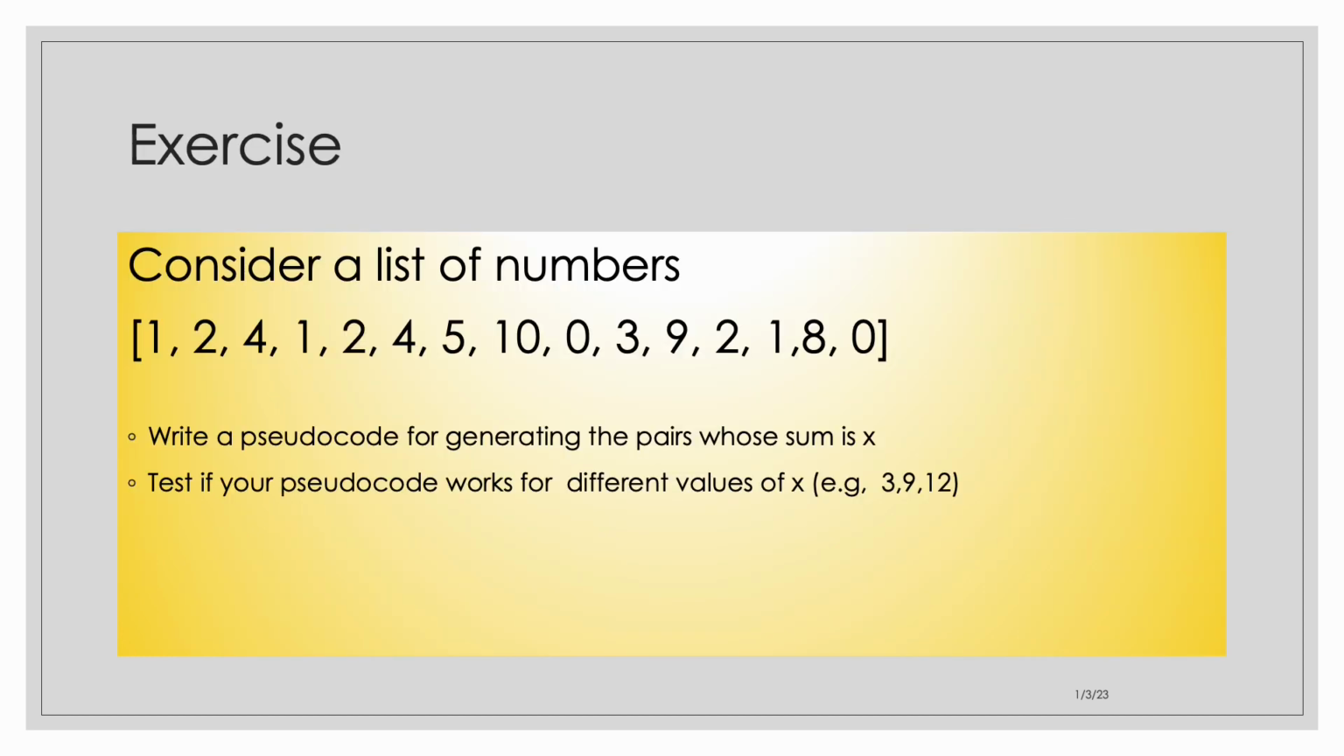So let's do this exercise today. I've given a list of numbers. You have to write pseudocode for generating the pairs whose sum is x. For example, if you want the sum to be 10, we should get pairs like 10 and 0, and 9 and 1, etc. You have to get such unique pairs, and then say how many such pairs there are in this. Don't write any program, just write the pseudocode.